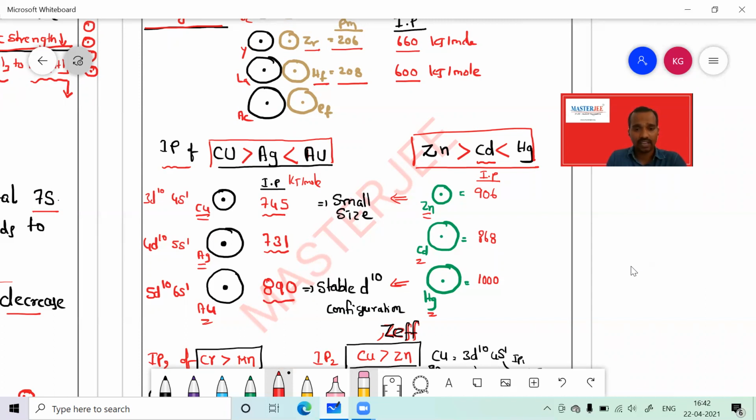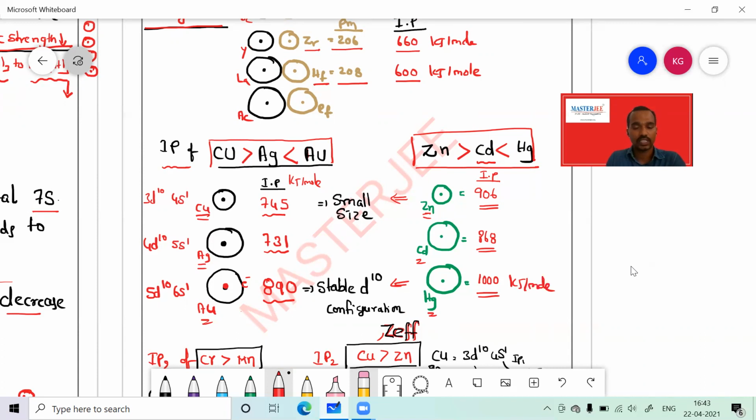Actually, when the size of an atom increases, it should have the least ionization potential value. Why? Whenever the size increases, the nuclear attraction force on its valence electron decreases. As a result, we can easily remove this electron using less energy. But here, amazingly, it exhibits the highest ionization potential values. Why is it so? The same way, zinc has 906 kilojoule per mole, cadmium 868 kilojoule per mole, and mercury 1000 kilojoule per mole of energy.